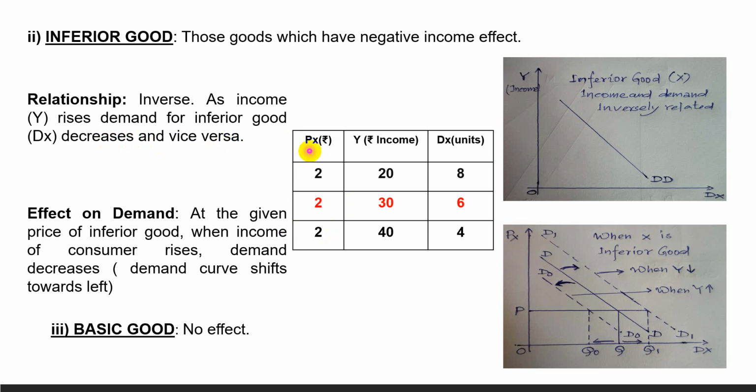Let us see, this is the inferior goods price given. Now this is the original one. At 2 rupees, when the consumer has income of rupees 30, he demands 6 units of inferior goods. Now if the income decreases for any reason, at a given price of the inferior good, the demand for the commodity will increase.